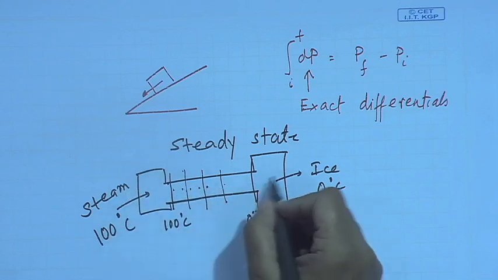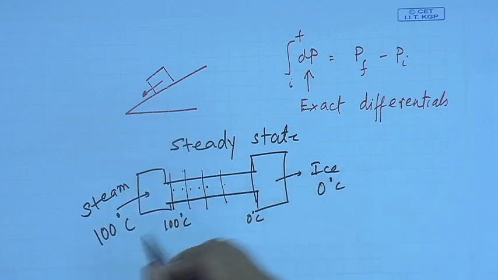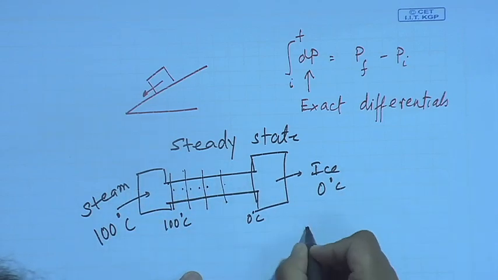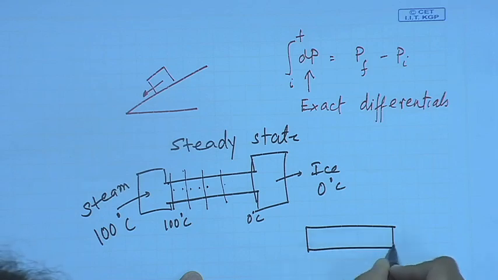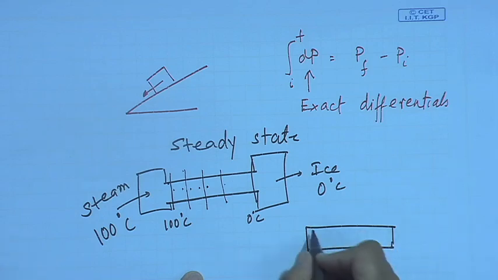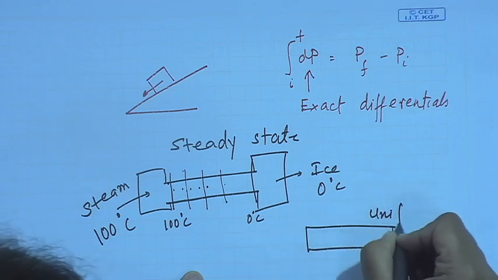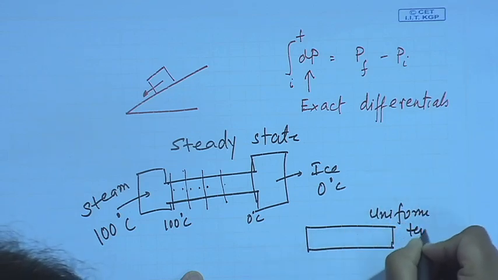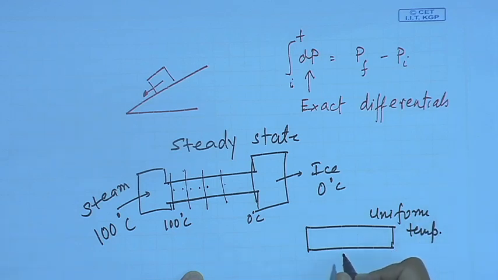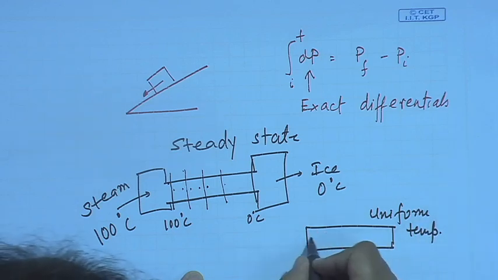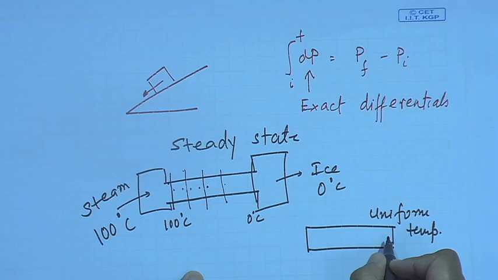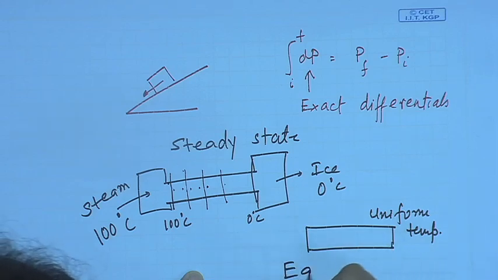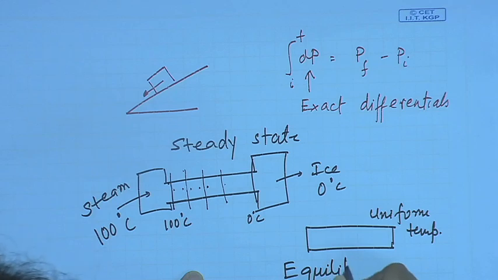Now, you simply remove the steam jacket as well as the ice jacket, and you keep the rod as it is in the air. After some time you find that the whole rod has assumed a uniform temperature, and this temperature does not change. It is the same throughout the rod and it does not change with time. Under this condition, the rod is in an equilibrium state.